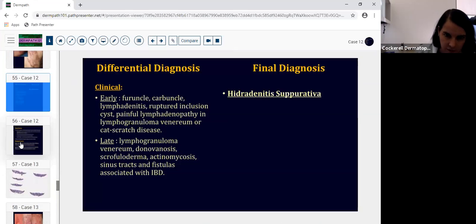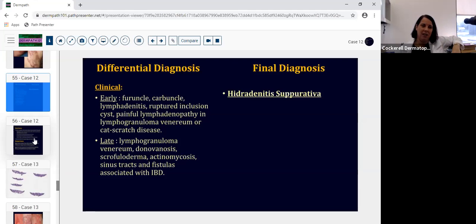Clinically, the final diagnosis is hidradenitis suppurativa. We definitely used some of that clinical information because we realized the biopsy was taken in the axillary area, the armpit. So early on clinically, you could think of a furuncle if you just see one lesion, and a carbuncle if there are multiple boils and lymphadenitis. Sure, under the armpit, you're seeing these inflamed nodules.